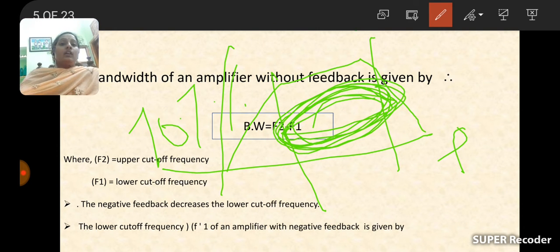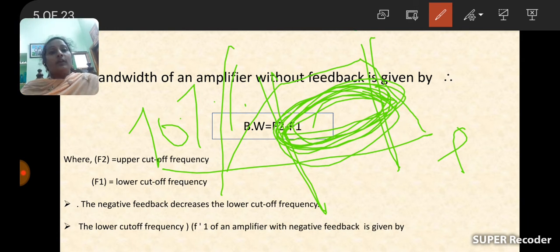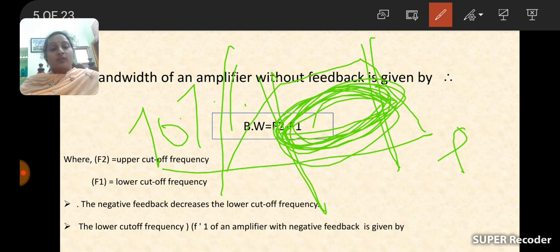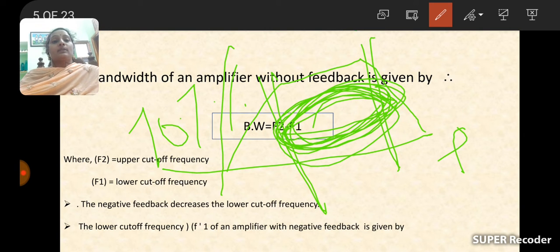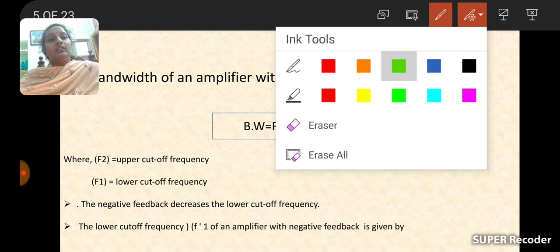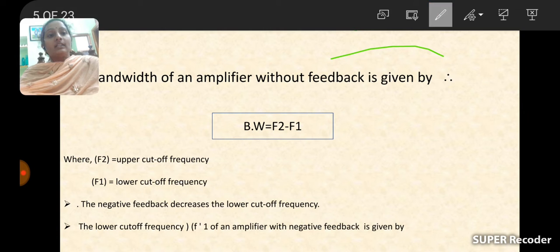that attain 70.7% of the maximum gain. The range of frequencies that attain 70.7% of the maximum value is called bandwidth. So the bandwidth of an amplifier without negative feedback is given by bandwidth is equal to f2 minus f1.